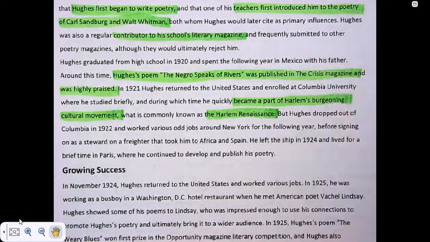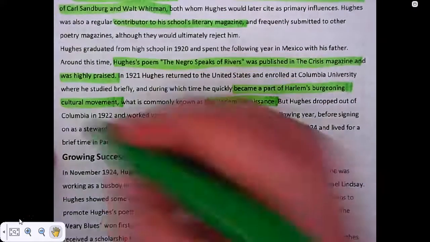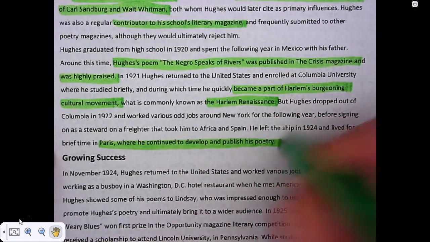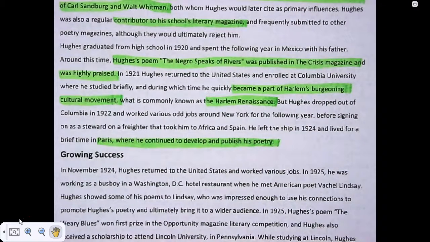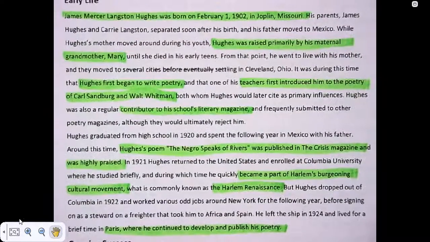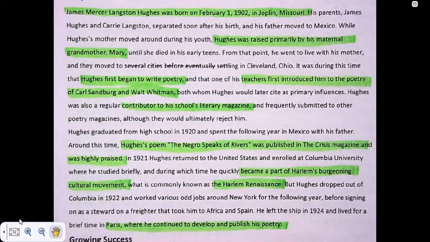So again, this is showing us vital parts that he played throughout his life. And then it says that he goes to live in Paris, where he continues to develop and publish his poetry. So all of this is important information that helps us get a basic understanding of what the beginning of his career looked like. Now, if I were to go back and just look at the parts that I highlighted throughout the selection, it would give me a brief summary of that selection.